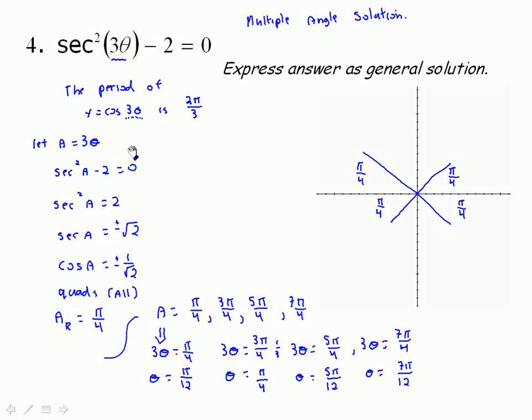Now, we have to be aware, too, like I said, the period is 2 pi over 3. But any way you look at this, this is a horizontal stretch by a factor of 1/3. So when we try to write our answer in a general solution, we write it in such a way that we can note that those answers are recurring every cycle of the graph. So pi over 12, that one occurs on the next wave. Same thing with pi over 4 and 5 pi over 12.